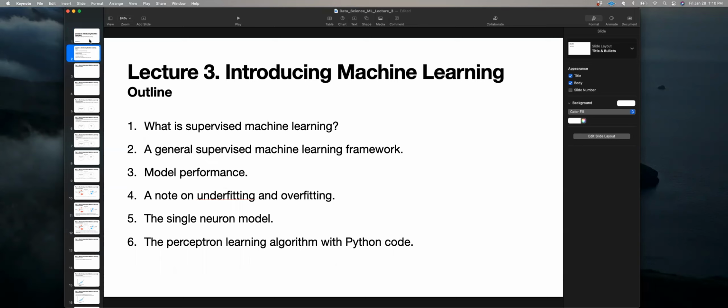Then we will build a general supervised machine learning framework, discuss model performance, make a quick note about underfitting and overfitting, and then move into our first real model called the single neuron model. And we will adapt it to be called something called the Perceptron. And then we'll code it from scratch and then show that it's like magic.